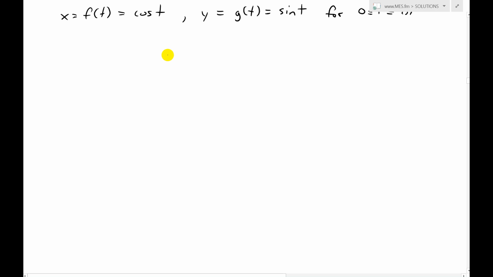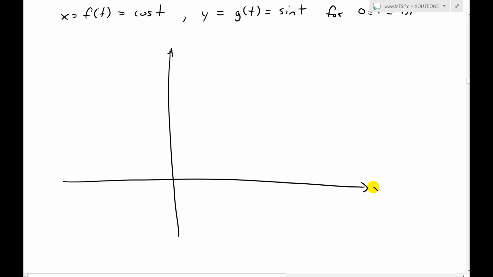So if we recall how this looks, let's draw this in the graph right here, x and y. If we have this point, x and y equals cosine of t and sine of t. The vertical side is the y coordinate, that's sine of t, and the horizontal component is cosine of t. That's where we begin, at the origin.